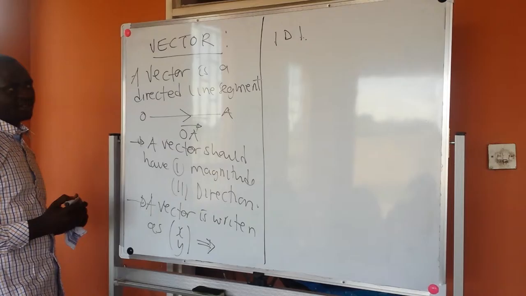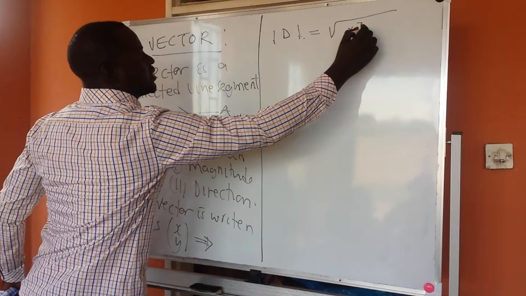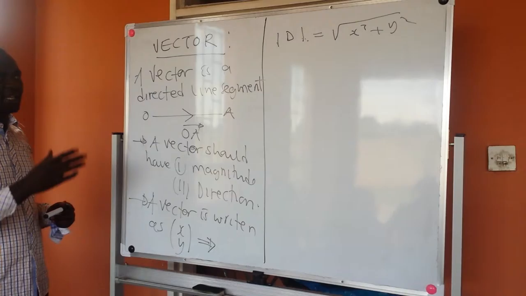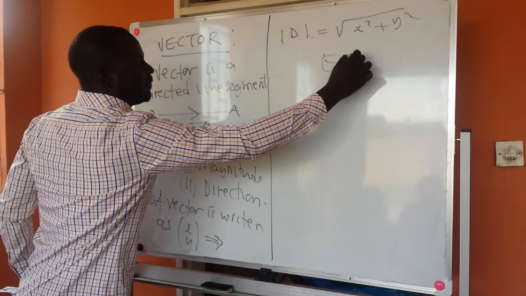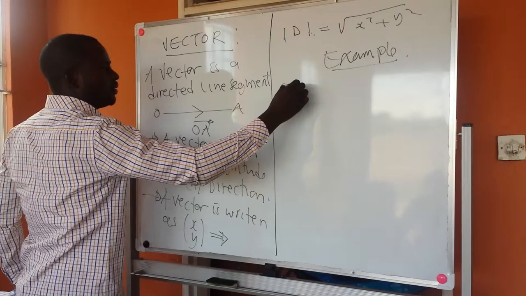Now, the magnitude. If you see this line standing straight around a vector, it means magnitude or distance. The magnitude of a vector is given by the formula square root of x squared plus y squared. That's the formula. So I can say, example.